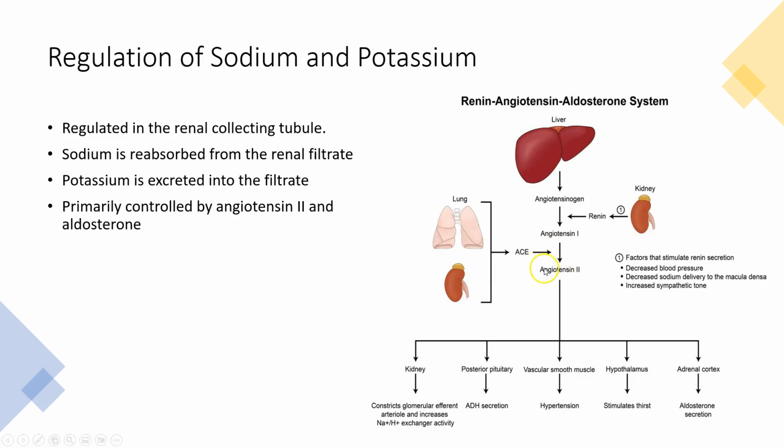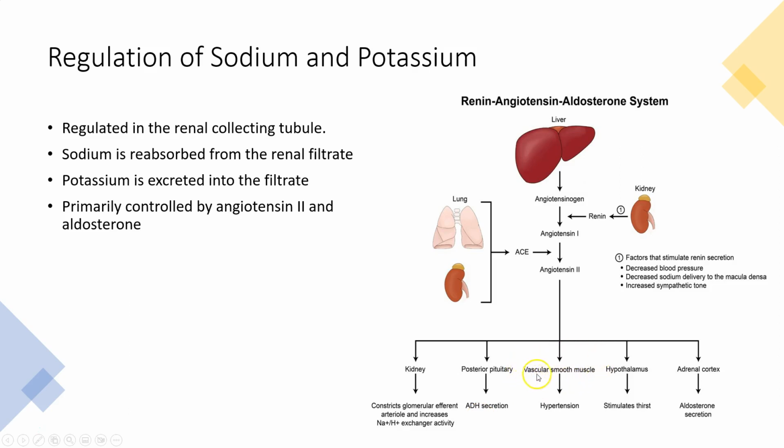So back to angiotensin 2, activation of angiotensin 2 can lead to a number of outcomes. At the kidney, angiotensin II can constrict the efferent arteriole at the glomerular level, and it can also increase activity of the sodium-hydrogen exchange system. Angiotensin II can go to the posterior pituitary and signal the release of antidiuretic hormone.